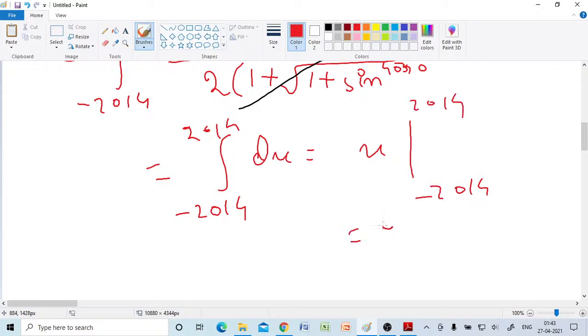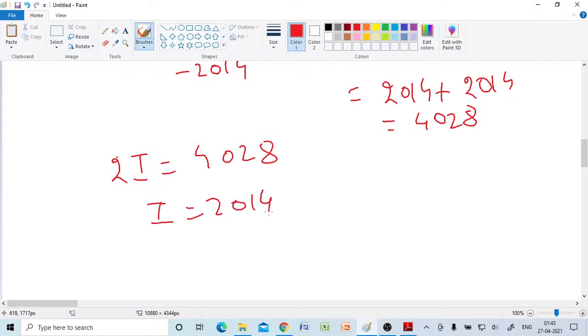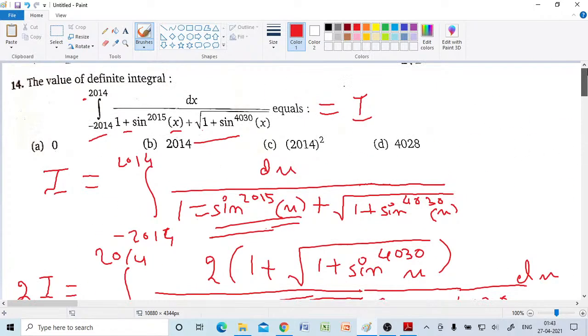So this is 2014 plus 2014, 4028, and we know that 2 times I is 4028, so I is 2014. So do we have an option there? Yes, we have it. So this is the correct option.